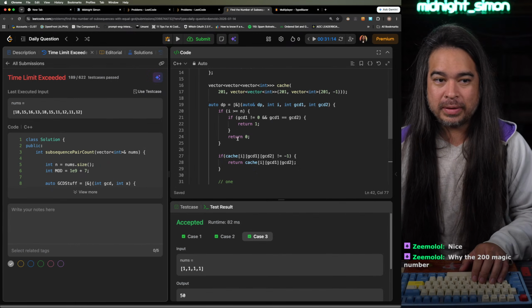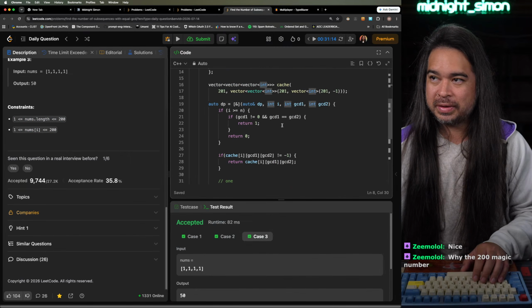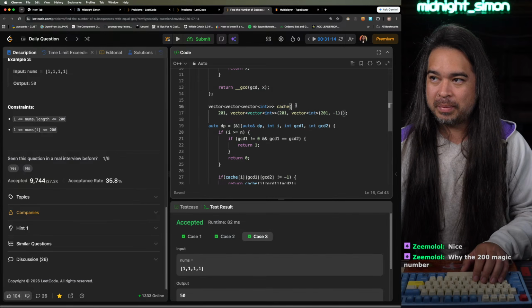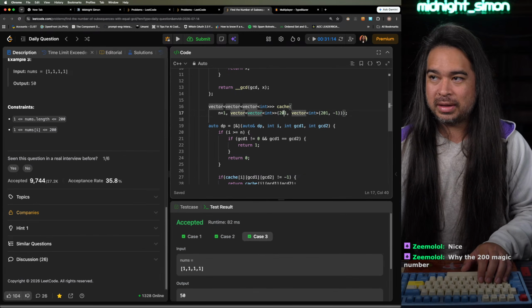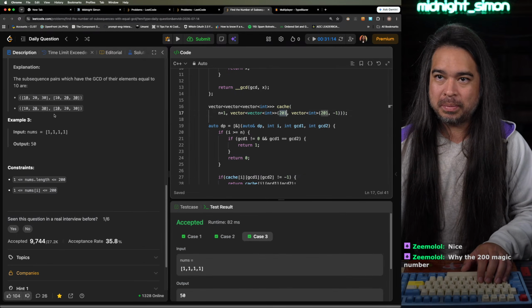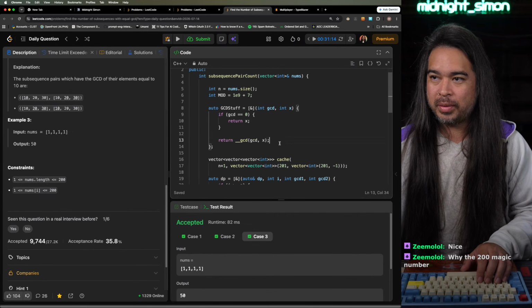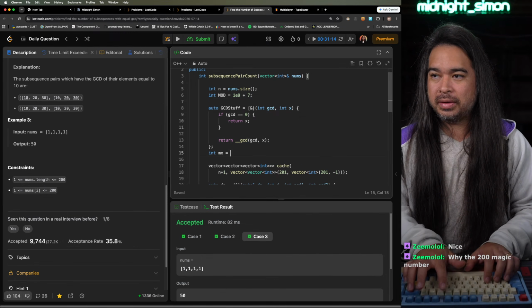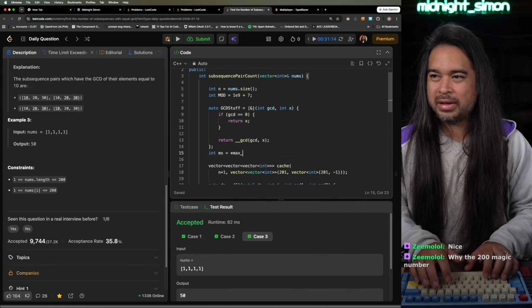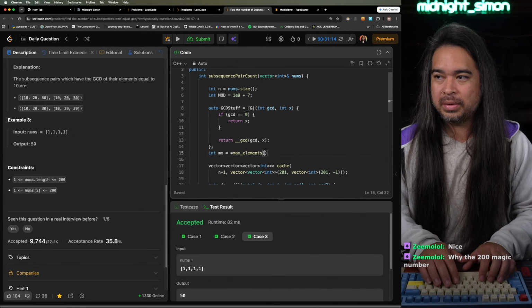Why the 200 magic number? Because that's the constraints here. So the first dimension in the cache, I guess, could be like n, and then the second should be the maximum in the array. Maybe I should find the max instead of putting it at 200, but I don't think that's gonna make it any faster if I TLE so soon.